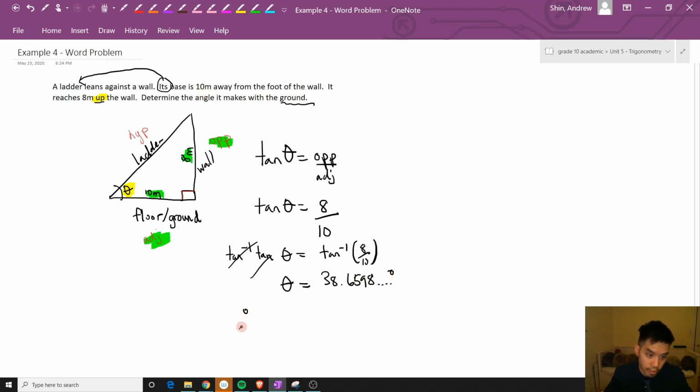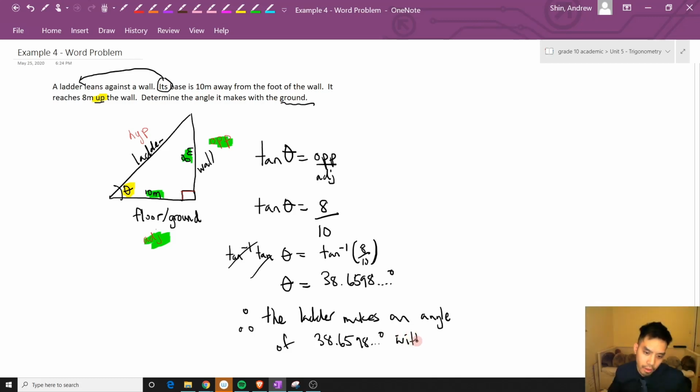We just have to translate this back into a word sentence because they started in words. We're going to end in words. Determine the angle it makes with the ground. The ladder makes an angle of 38.6598 degrees with the ground.